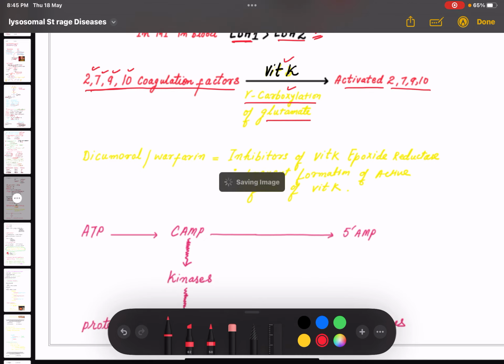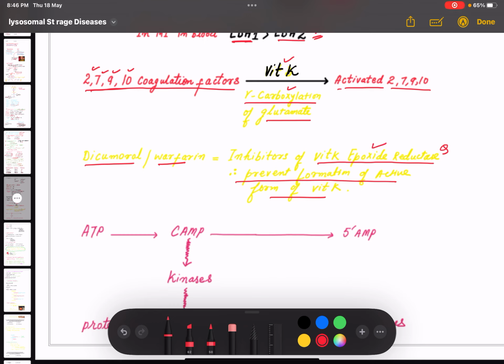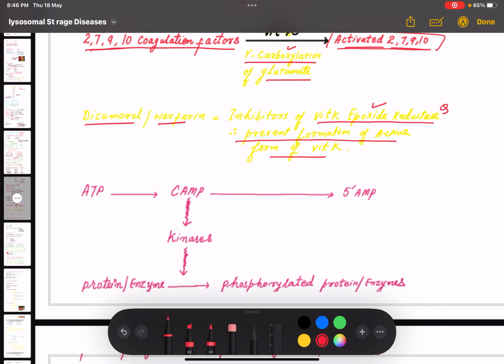Now we have some drugs like dicumarol or warfarin. These inhibit the enzyme known as vitamin K epoxide reductase, and therefore prevent formation of the active form of vitamin K. Once this enzyme is inhibited, there is no formation of active 2, 7, 9, 10. These coagulation factors are not formed. This is the point which you have to remember. This is warfarin or dicumarol.